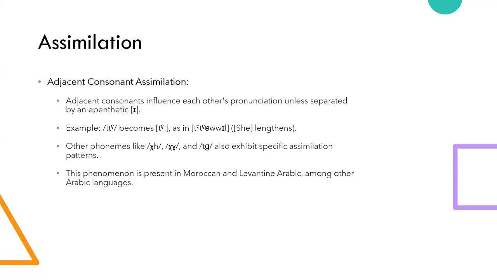The second type of assimilation is the adjacent consonant assimilation. When there are two consonant sounds that are next to each other and they are hard to pronounce, they are changed by another pair of consonants to simplify the pronunciation. For example, ta followed by ta is pronounced as geminated ta, for example attawl, she lengthens. This applies to many other consonant pairs like kha with ha, kha with gha, and ta with ga, etc.